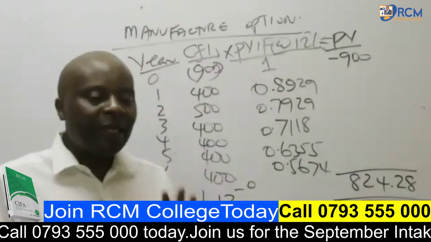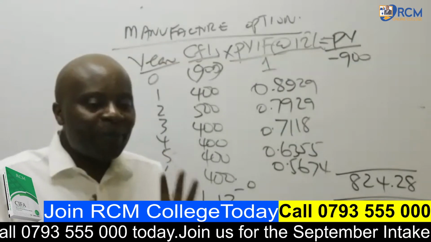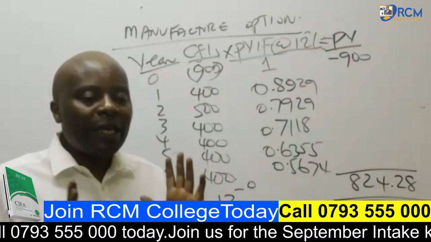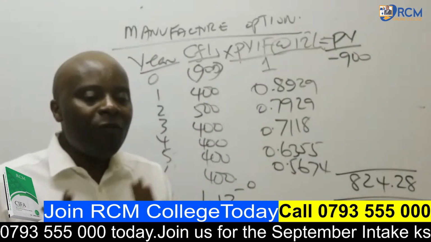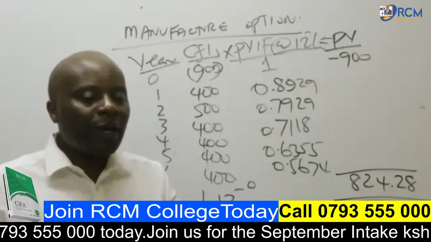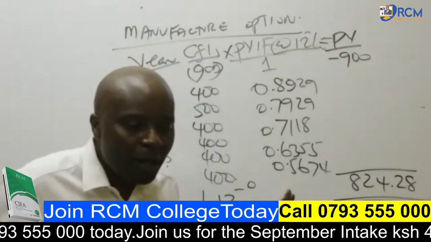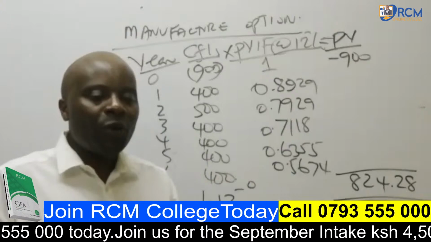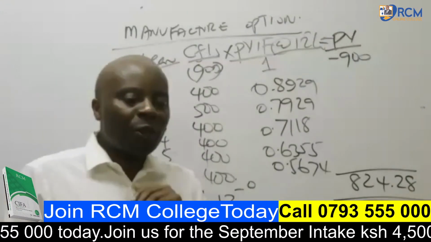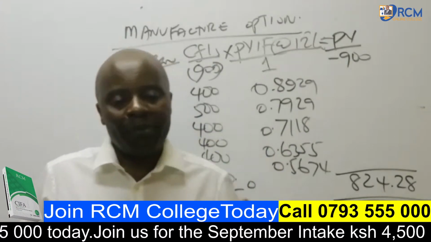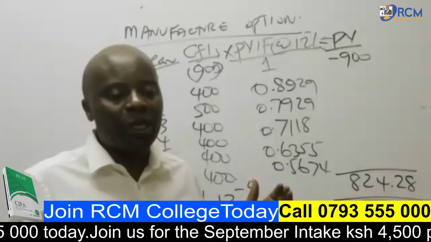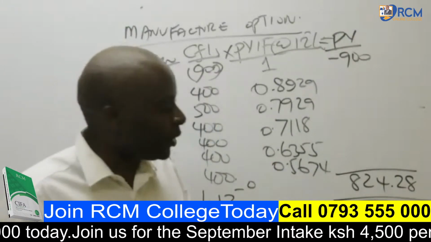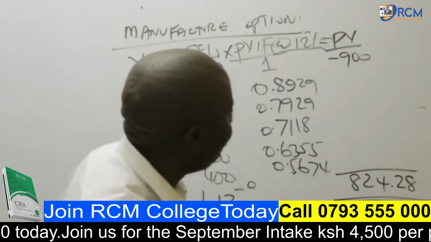Now, remember, and this is where I saw some students losing marks. This examiner never asked us for AEV, annuity equivalent value, directly. No. He asked us, after you finished getting net present value, could you kindly advise us which project is the best between the three? The best one, ladies and gentlemen, will be the one that has the highest net present value. So it will be important for us to come and summarize.